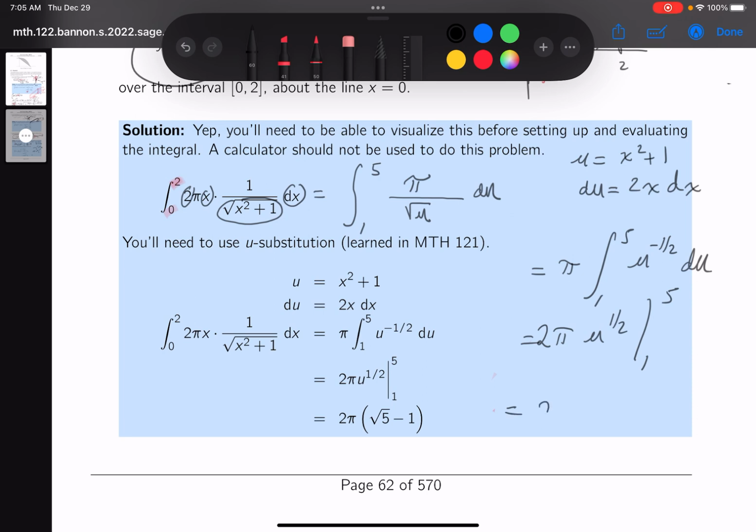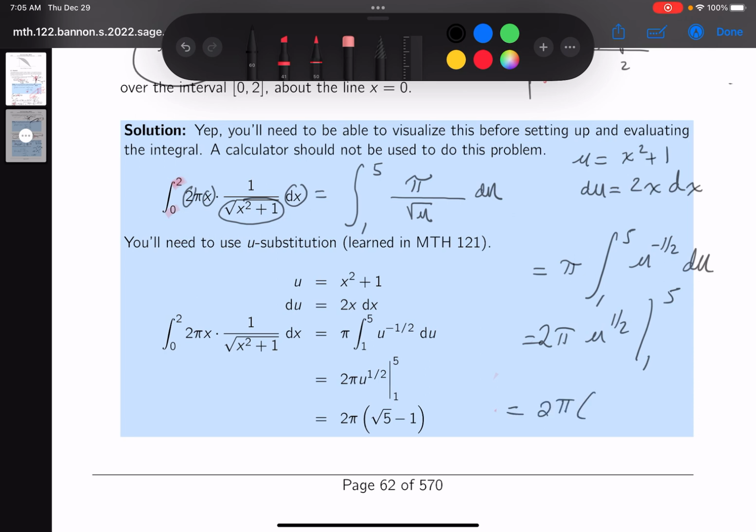And what do you get? 2 pi root 5, that's the upper limit, minus the lower limit, root 1, which is 1. Put a box around that, commit to that answer, look at the key, make sure you're matching the key. And we are. We're getting exactly what we expected to get.